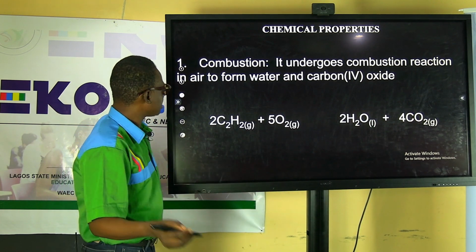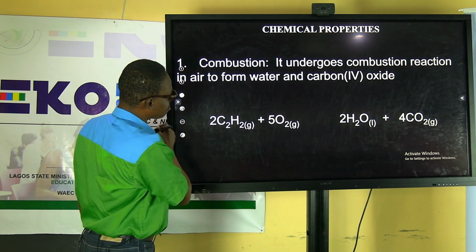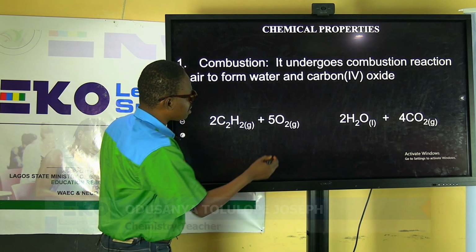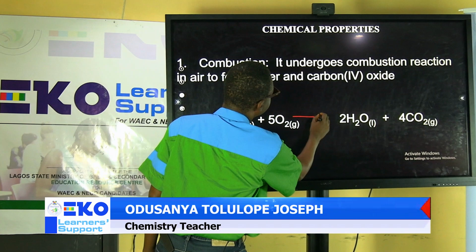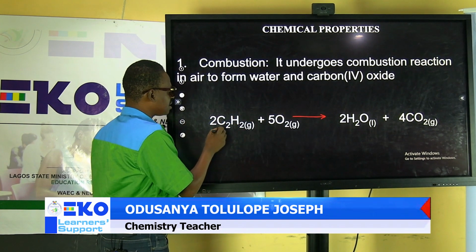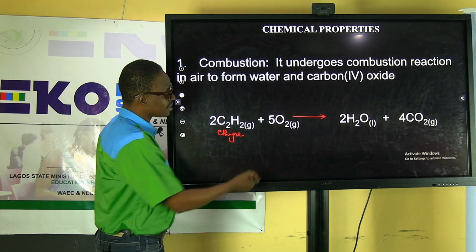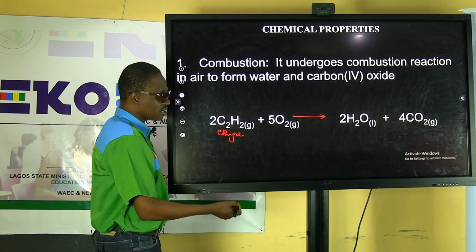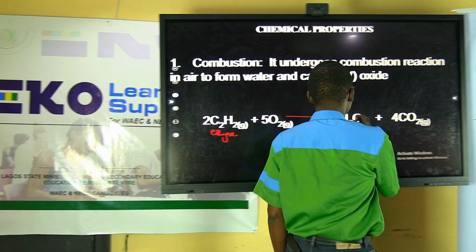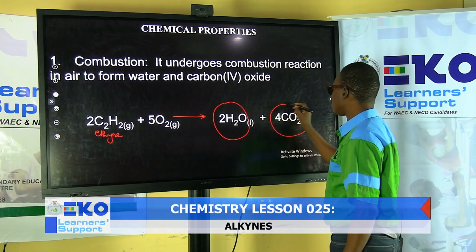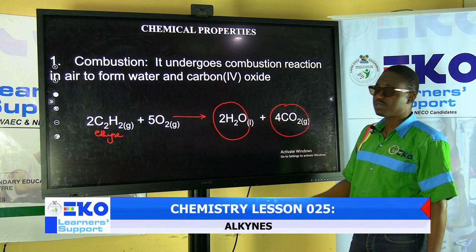Good. You can pick, for example, ethyne. So when you have this particular ethyne combining with oxygen, what is it going to give? It's giving water and it's giving carbon dioxide. So the equation must be balanced.